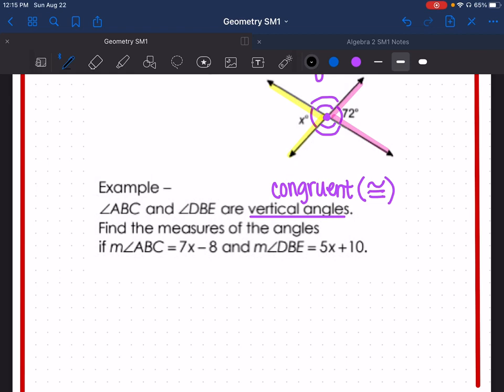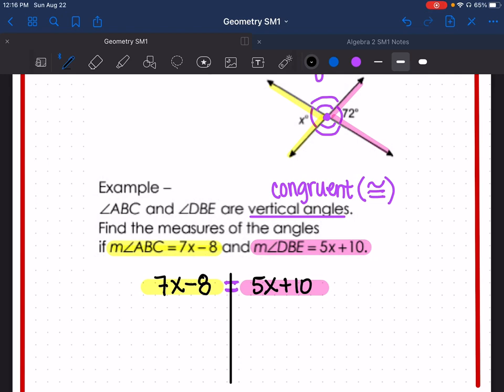Okay. Find the measures of the angles if the measure of angle DBC is 7x minus 8, and the measure of angle DBE is 5x plus 10. Remember, vertical means that this yellow angle and this pink angle are equal. We're equal. So let's just go ahead and plug in the yellow piece. There we go, and plug in the pink piece. There we go. Let's go ahead and solve.